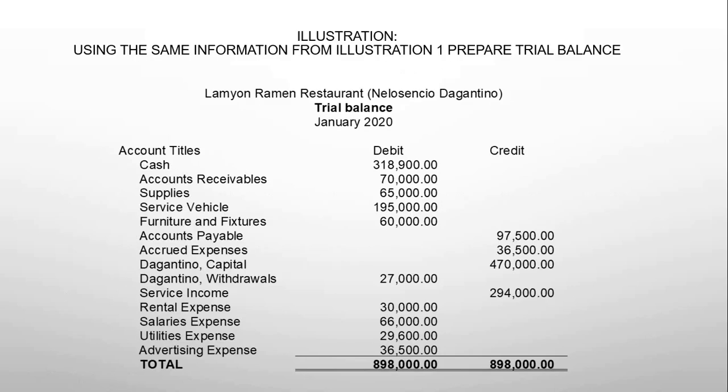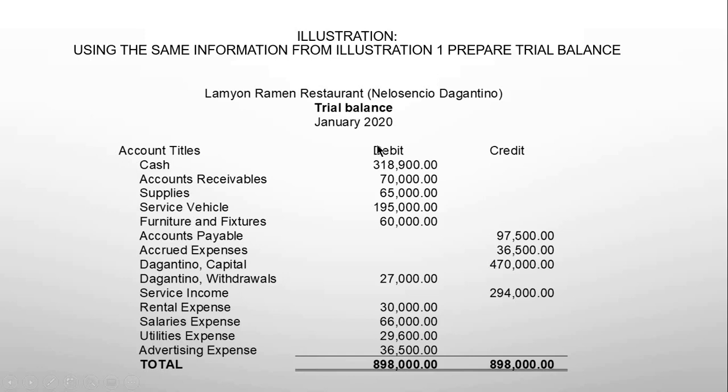Now, we have here the ledger and the trial balance. The same ledgers we prepared earlier, let's make a trial balance. So we have here Lamyon Ramen Restaurant, Nelosencio Dagantino. What is our title, what document is this? Trial balance. What month? January 2020. So do not forget the headings. We list the account titles, based on the chart of accounts we presented earlier. So cash, accounts receivable, and so on.